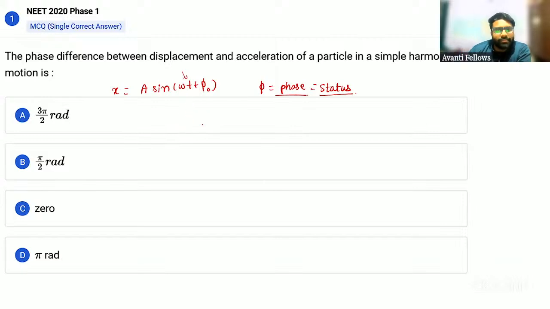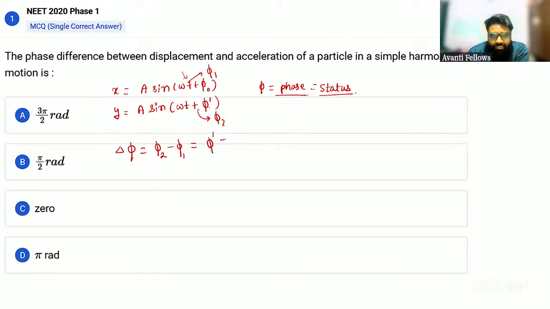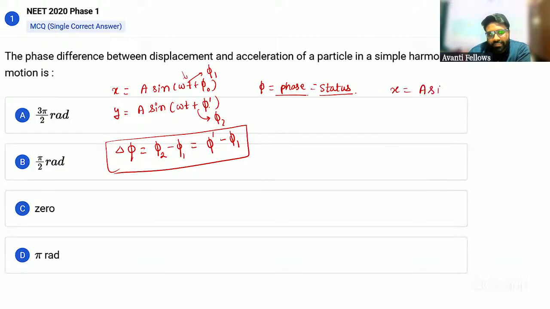Now what is phase difference? Suppose there is a function y which is a sin omega t plus phi dash. So in this, this represents phi 1 itself, and this represents phi 2. So delta phi here is nothing but phi 2 minus phi 1, which is phi dash minus phi 1 for this equation. But here, whose phase difference is asked? Displacement and acceleration. So displacement we should write as a sin omega t.